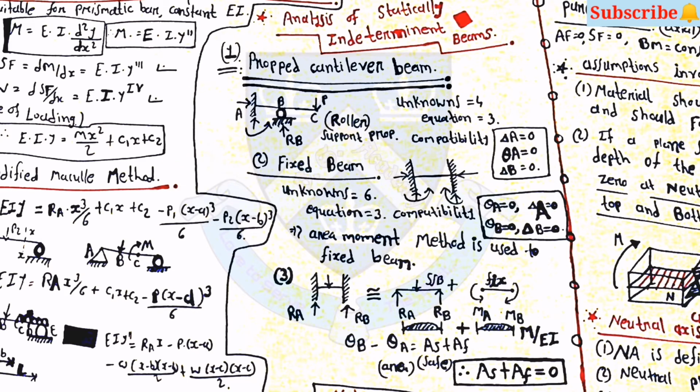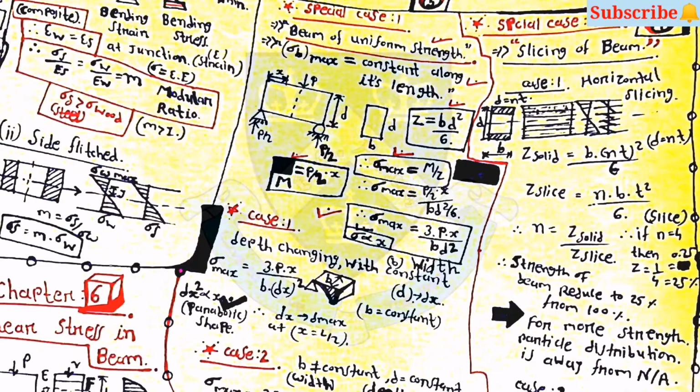Then for the fixed beam, 6 unknowns are there. And for the third type, you can use theta B minus theta A is equal to AS plus AF, and the summation of AS plus AF will be 0.